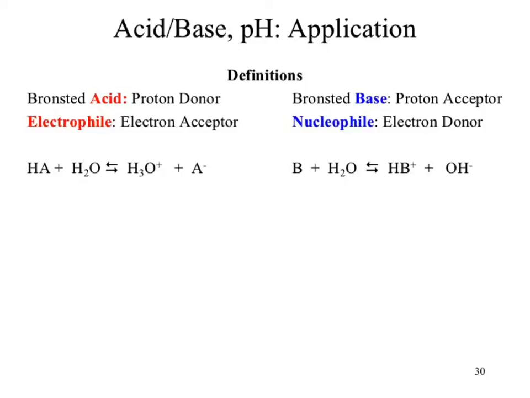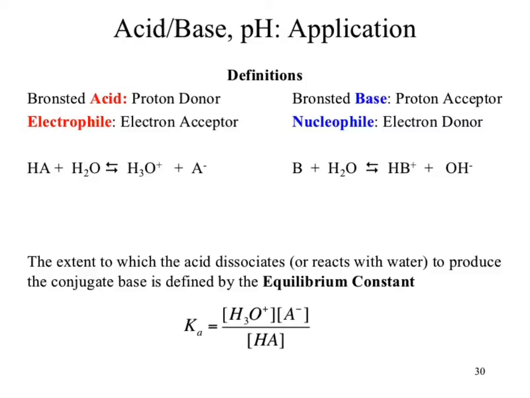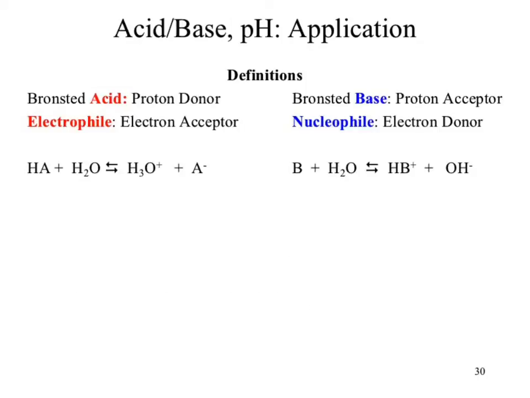I can do the same thing for a base, except what does a base do? Accepts a proton. Where did the base get the proton from? Water. So we take the hydrogen away from water, give it to the base, and we have HB plus and OH minus. Once I let the base do its thing, it achieves equilibrium, and I can now reference its equilibrium constant. Whoops, that did not show up the way I wanted it to.